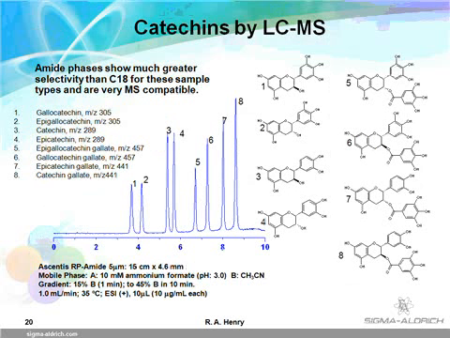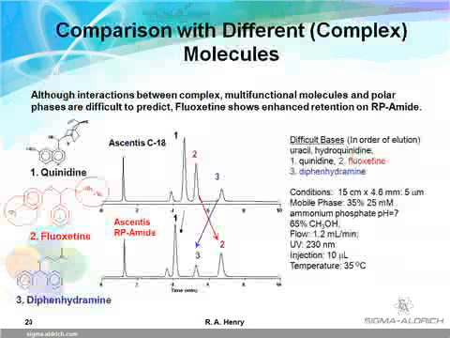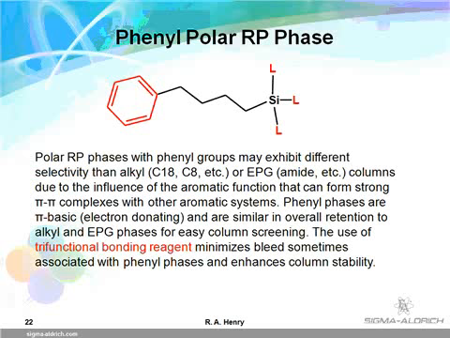The next slide shows molecules with multiple functional groups. It is very hard to predict which group might dominate interaction with the stationary phase. The reversal in elution order in this comparison could be explained by the ability of fluoxetine, as a secondary amine, to form stronger hydrogen bonds with the amide phase. Extra retention could also be caused by the presence of the CF3 group, which can act as a dipole or a hydrogen bond acceptor. The structure of Ascentis Phenyl is shown in the next slide.